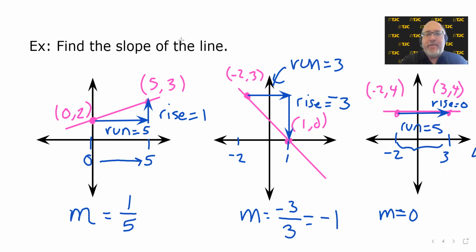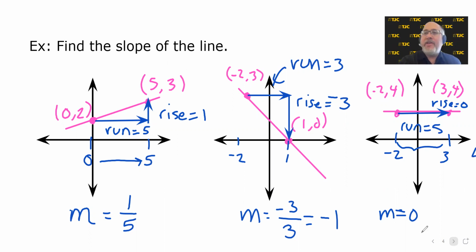So that's one way to think about slope graphically, where you draw a line, or you have a line with 2 points on it, and then you calculate how far you run, calculate how far you rise, except if it's going down, it's a negative rise, and then slope is the ratio of rise to run.